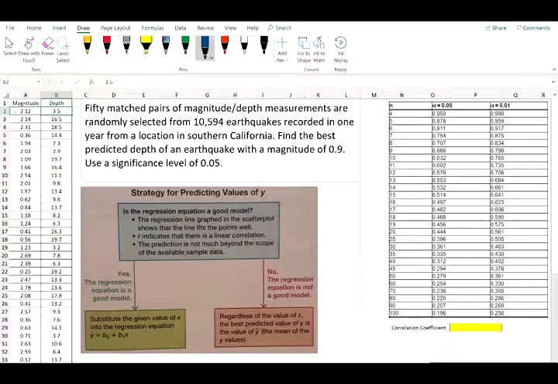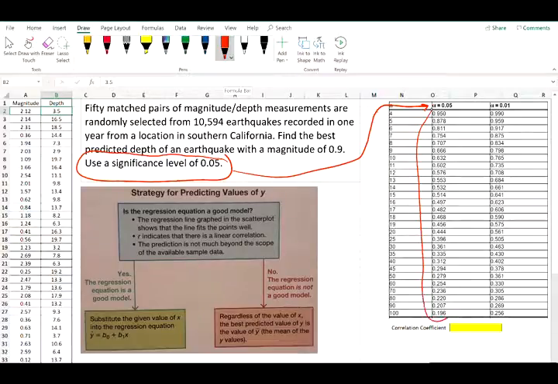We want to look at, is there a relationship between magnitude of the earthquake and the depth of the earthquake? And we want to find the best predicted depth of an earthquake if the magnitude is 0.9. And we're going to use a significance level of 0.05. All that means is we're going to use this column for our critical values, the column for 0.05. So we're going to ignore this one for alpha equals 0.01.